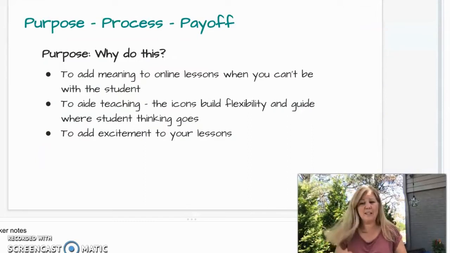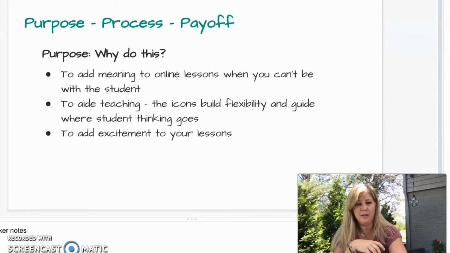Why do this? It adds meaning to the lesson when you can't be there. It also aids teaching because when you narrow the scope of what you're doing and ask them to look at something a certain way, it guides where student thinking goes and it adds a lot of excitement.